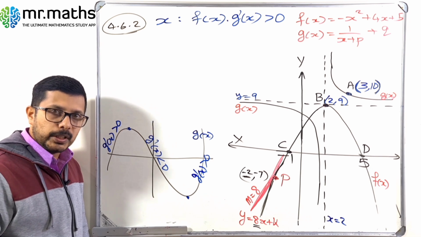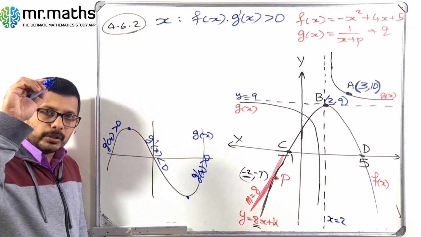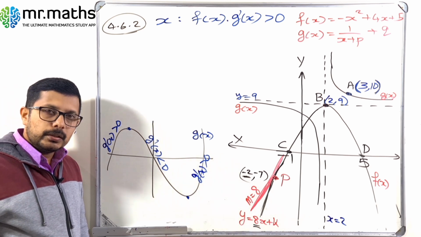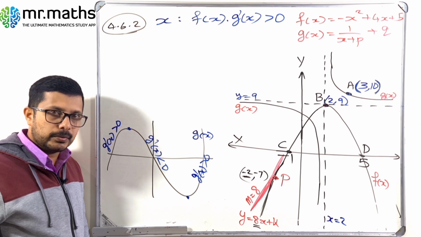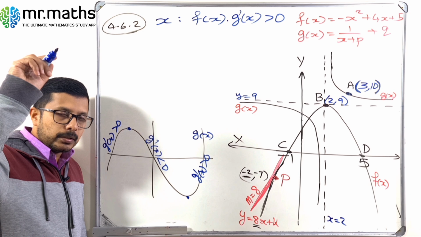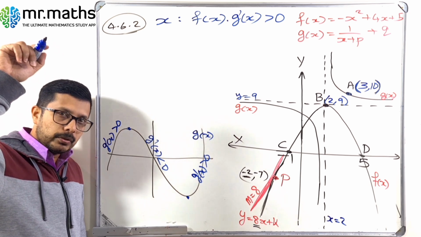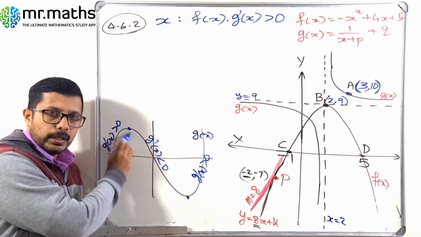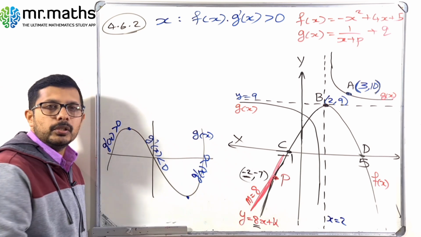What do you understand from here? When a graph is increasing, the first derivative is positive, greater than 0. When a graph is decreasing, the first derivative is less than 0, negative. You understand? So when the graph is increasing, the first derivative is positive. Graph decreasing, first derivative negative. Increasing, first derivative positive.